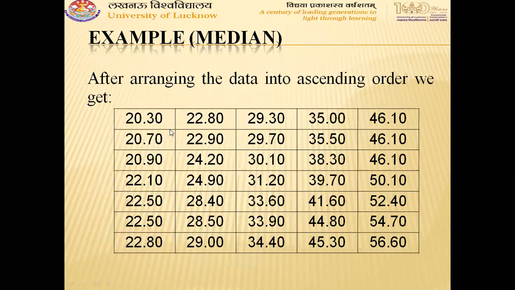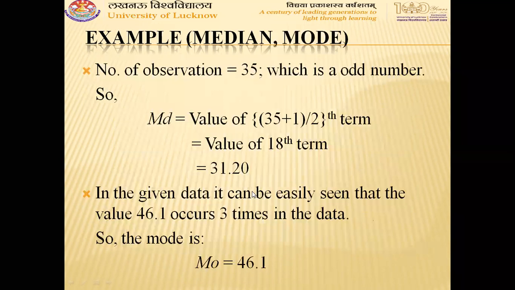So here we can count 1, 2, 3, 4, 5, 6, 7, 14, 15, 16, 17, 18. That is, 18th term is 31.20. So the median of the data set is 31.20 units.